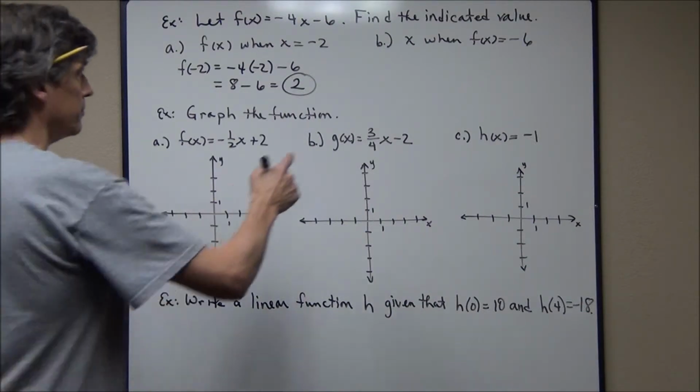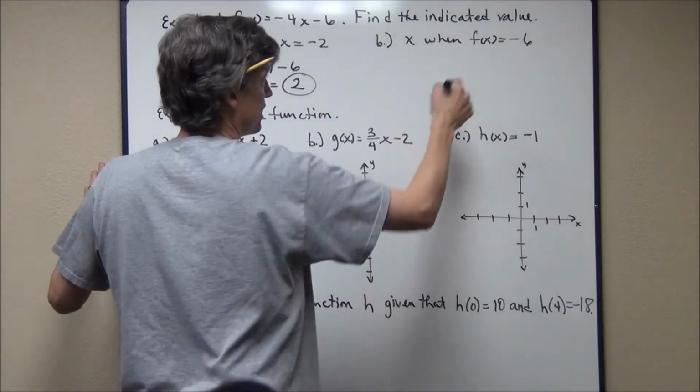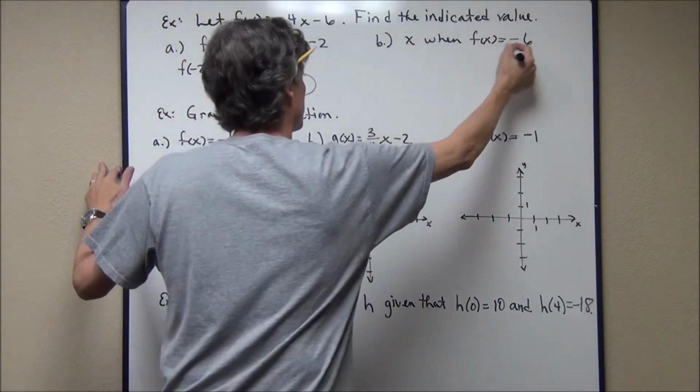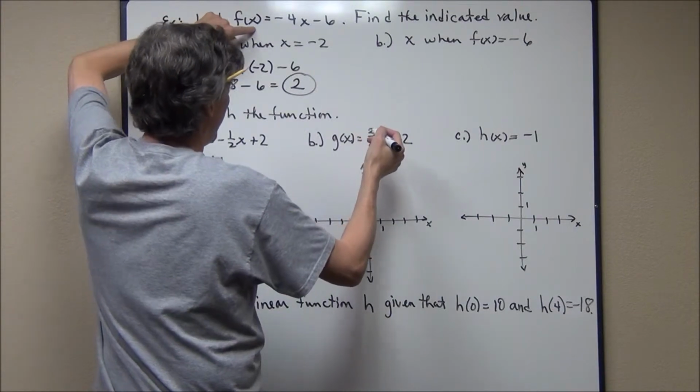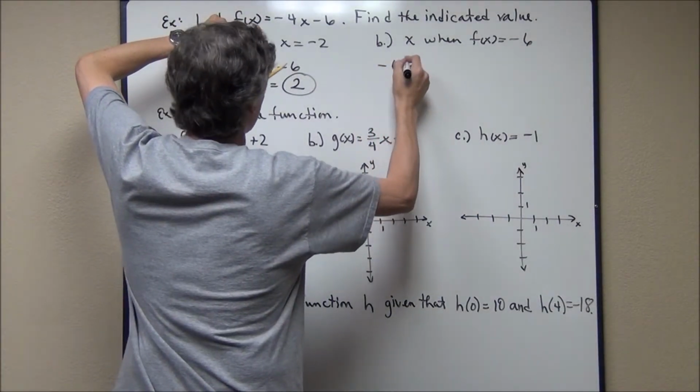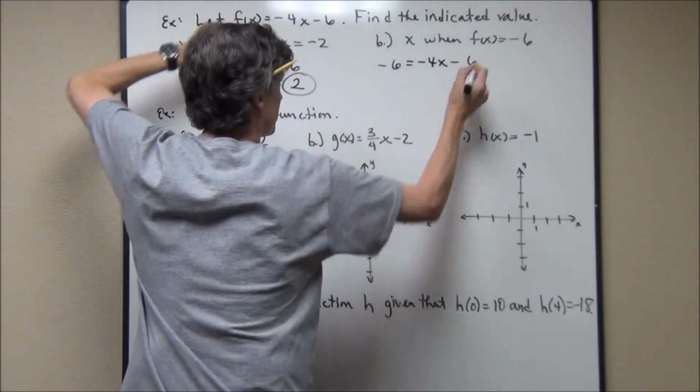Next one up. We're going to find x when f of x is equal to negative 6. Now in this case, this is my y value. This is what I'm going to plug in here. Not in for x, but in for f of x. I'm going to put negative 6 equals negative 4x minus 6.